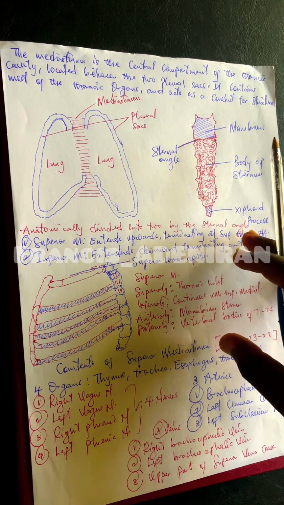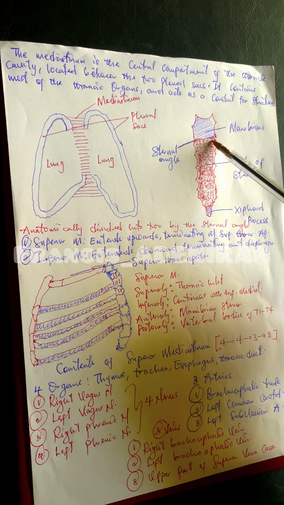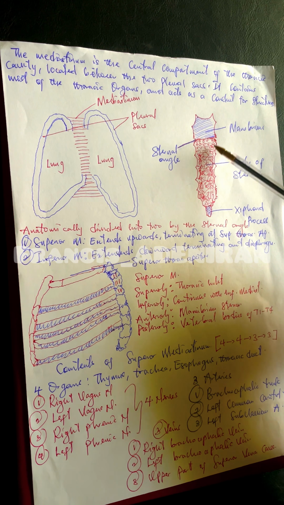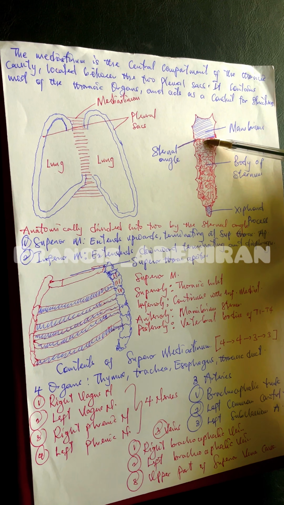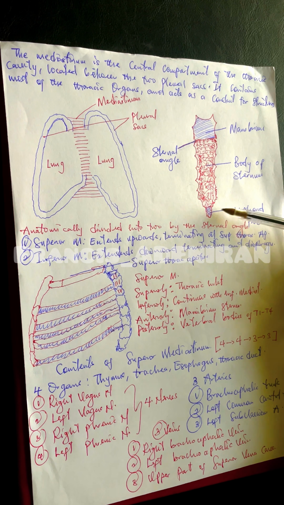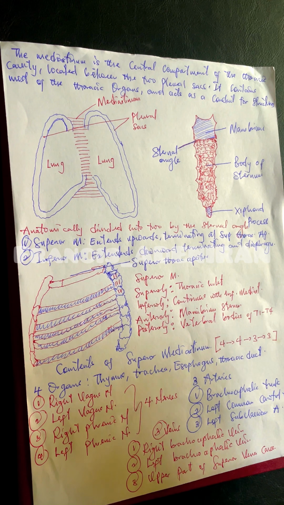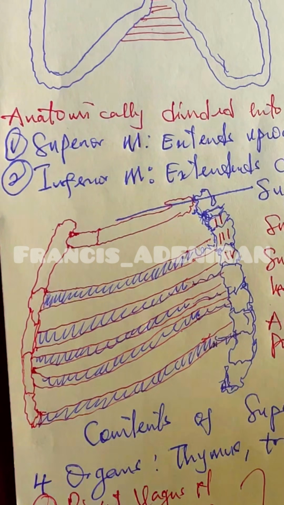For the purpose of this class, we're going to be discussing just the superior mediastinum alone, and that is the part superior to the sternal angle. If you place this here, every structure at the back of this, posterior to this, is the superior mediastinum. Then everything extending downward, terminating at the diaphragm, is what? The inferior mediastinum.